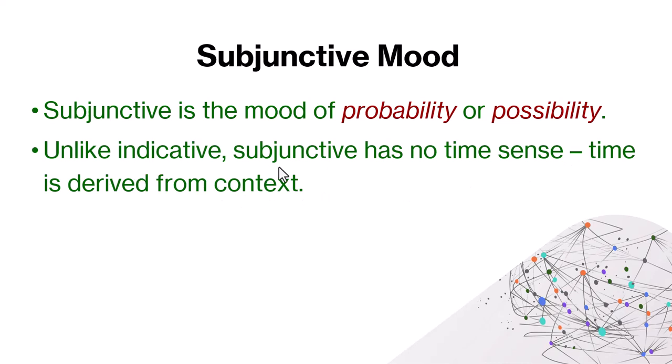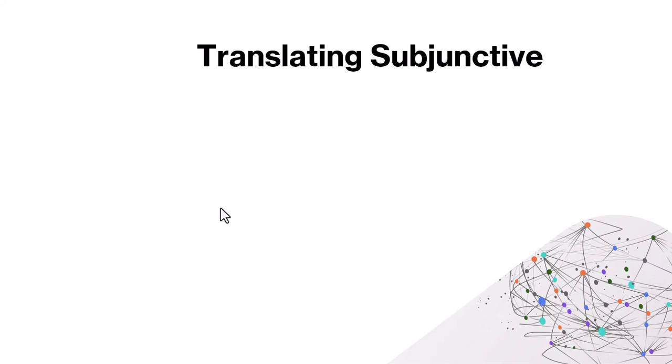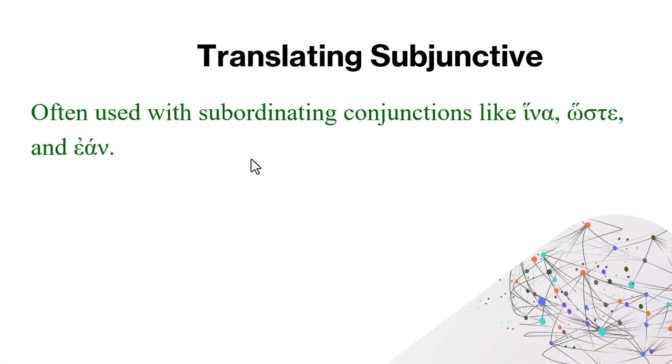Unlike the indicative, the subjunctive has no time sense in itself. So time is derived from context. The aspect is key to determining the meaning. So whether it's imperfective, perfective, the aspect is key. Translating the subjunctive depends a lot on context. It is often used with subordinating conjunctions like hina, in order that, hosta, so that, and ean, if or when.